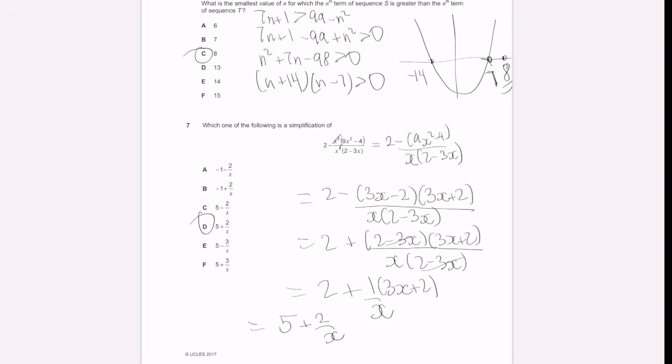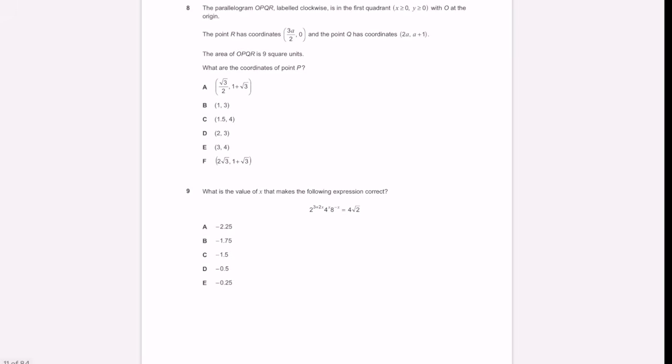Correct answer is D. Okay, we've got OPQR labeled clockwise in the first quadrant with O at the origin. The point R has coordinates (3/2 a, 0), and the point Q has coordinates (2a, a + 1). And the area of OPQR is 9 square units. What is the coordinate of point P?